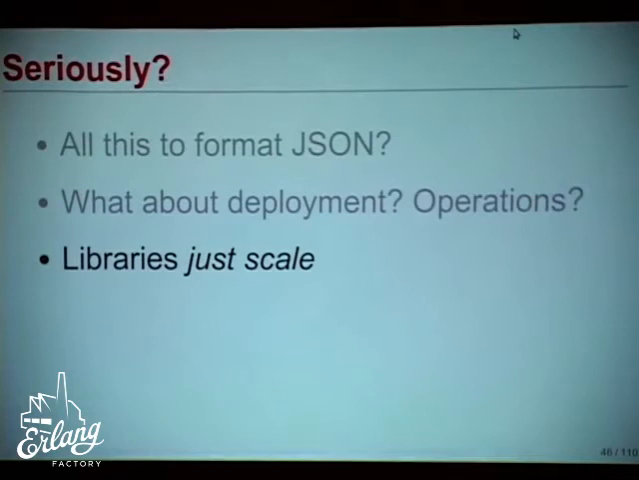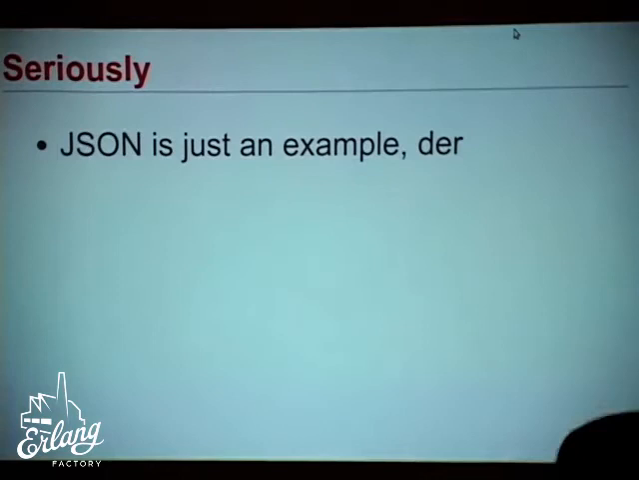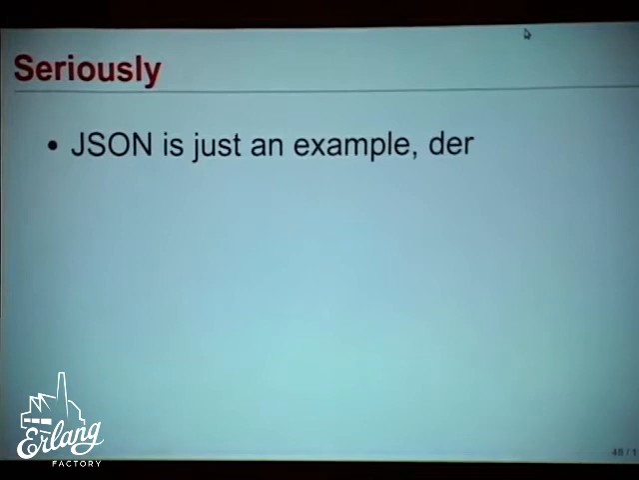So here are my responses. First of all, it's just an example. It could be much more complex than this. This could be doing all sorts of interesting things. This is the essence of the service-oriented architecture. You can have simple services, you can have complex services. But for argument's sake, assume that I just want to format JSON in all actuality. This is not an example. It is something that I want for my business. It's a service that I want.